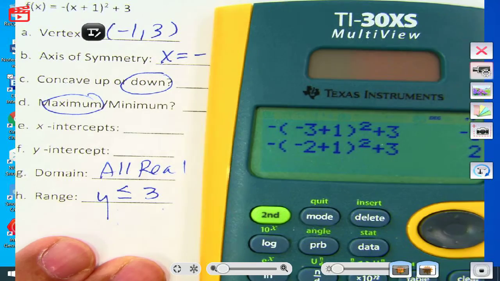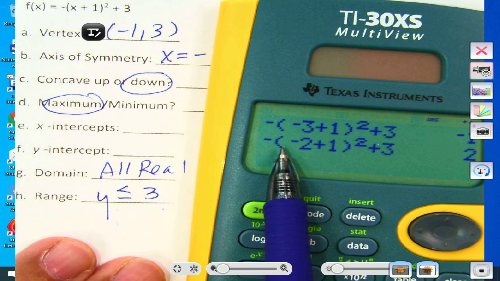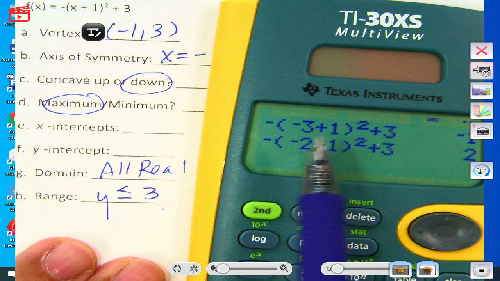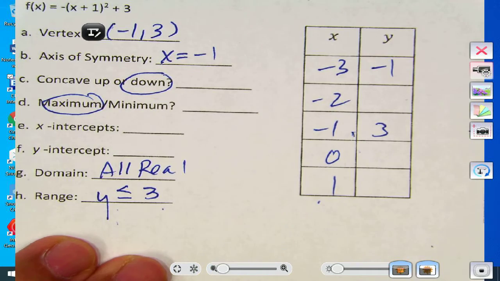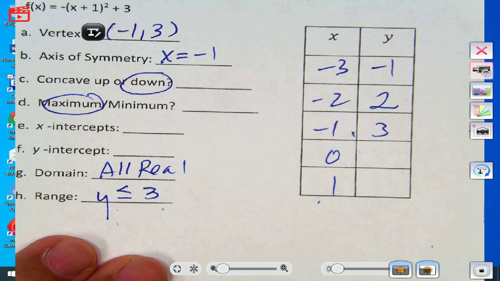Can I see your, the thing on the left? Right, so I got two numbers for the x-intercept.